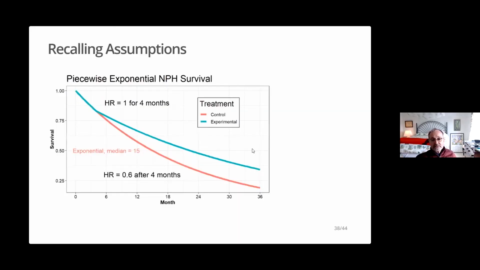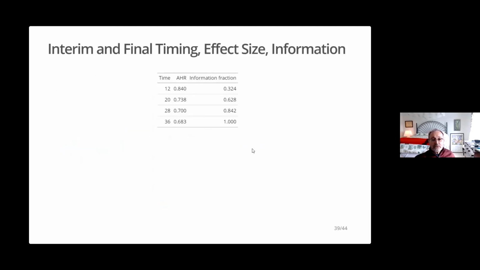Okay, so again, here are my assumptions for the trial. And to LJ's point, I don't know these, but I don't know anything. So I do the best I can at the time of design, and I try to account for a reasonably conservative alternate hypothesis. So my average hazard ratio at 12 months is 0.84, at 20 months 0.74, at 28 months 0.7, at 36 months 0.683.